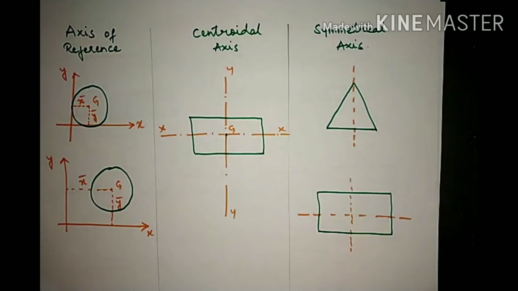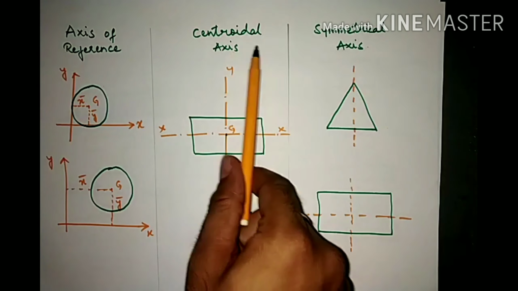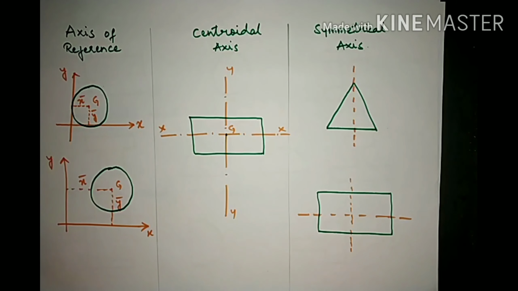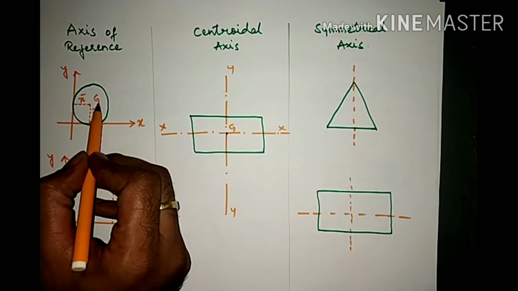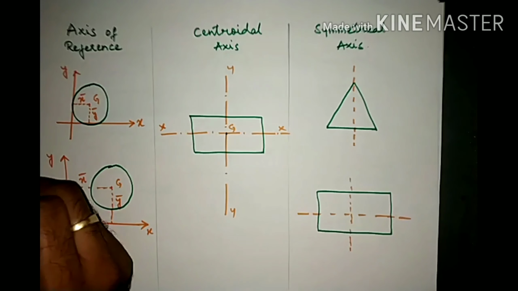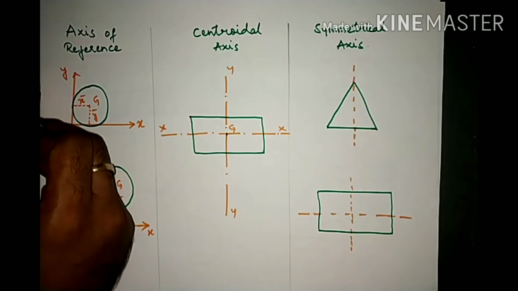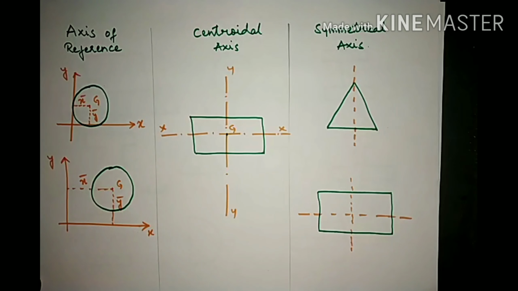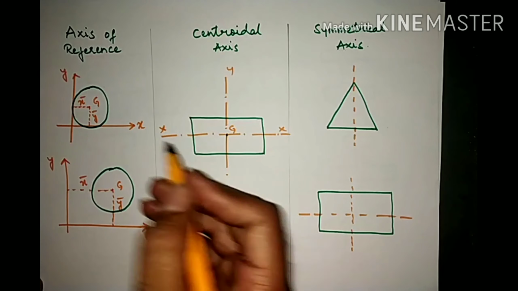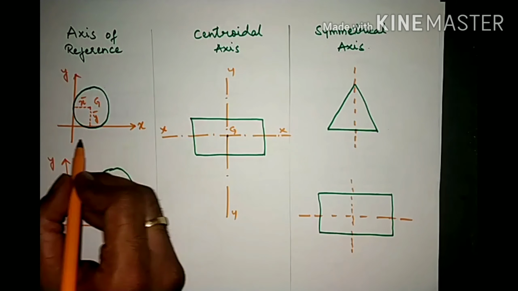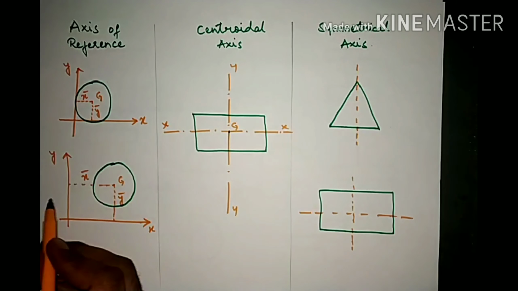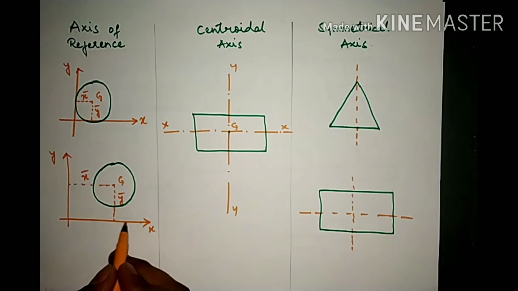Now, in order to solve problems on centroid and to understand the centroid and center of gravity better, we have to understand the concepts of axis of reference, centroidal axis and symmetrical axis. So these are three very important concepts. Now axis of reference: this centroid is always expressed with reference to some axis. That axis can be exactly here or somewhere here, depending on the axis we are referring to. If you consider this circle, I can take the leftmost and bottommost part of this particular section as the reference axis, or the object can be here and this would be the reference axis.